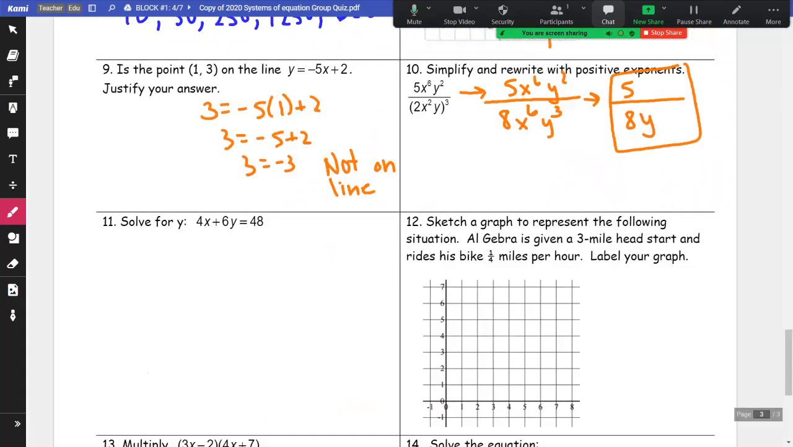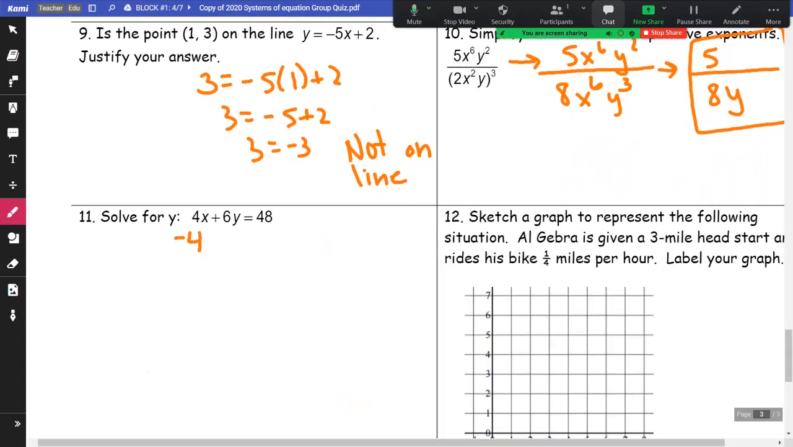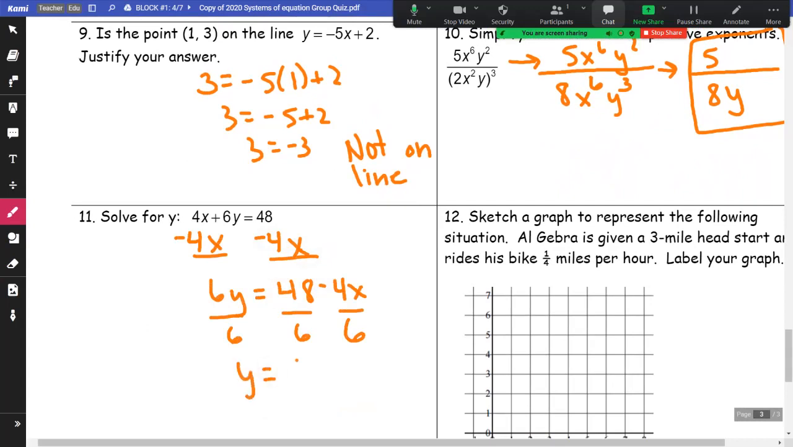On 11, I'm going to solve for y. Let me just zoom in a little bit here. I'm going to minus 4x from both sides. And so I get 6y is equal to 48 minus 4x, or negative 4x plus 48. I'm going to divide by 6, divide by 6, divide by 6. So I get y is equal to, and 48 divided by 6 is 8. 4 over 6, I can reduce to 2/3 x. And that's your equation.